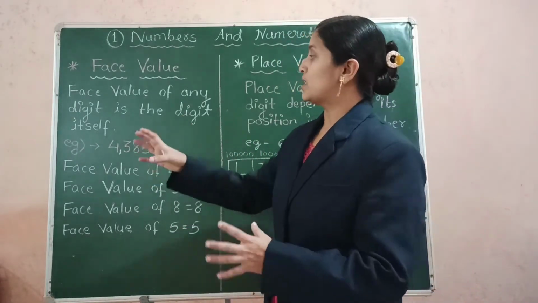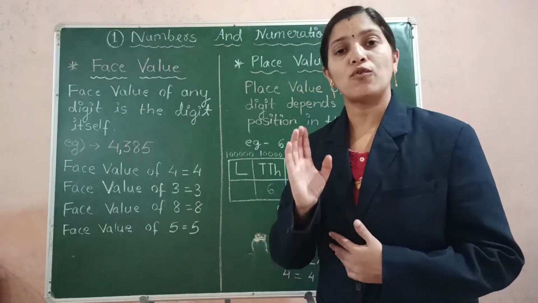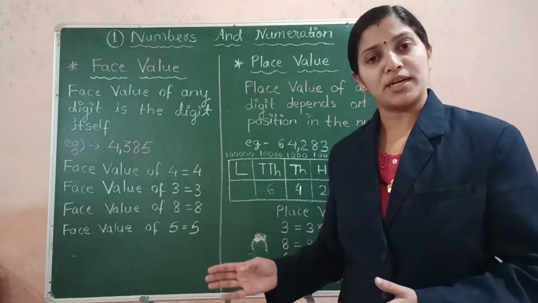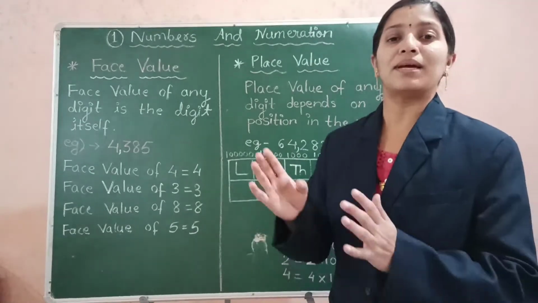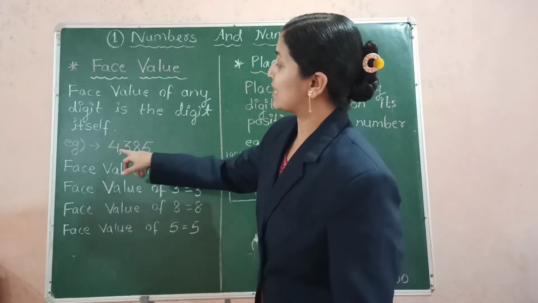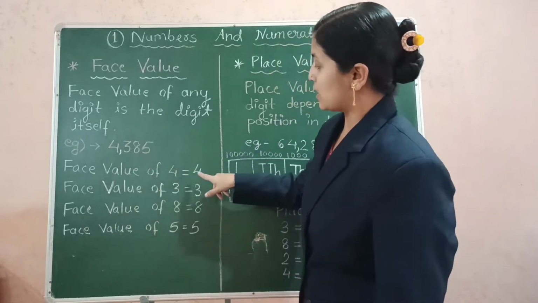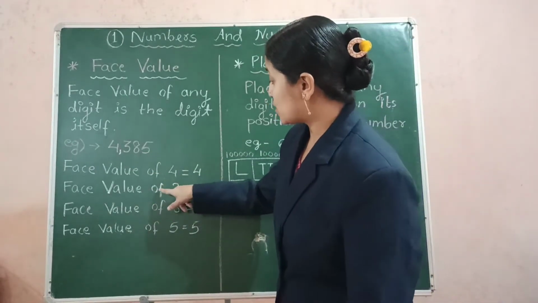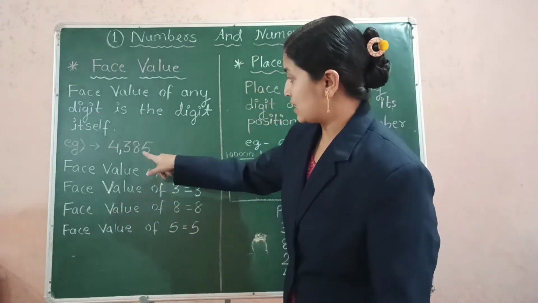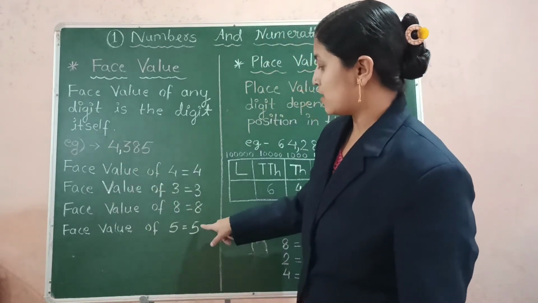Suppose a number is given and you are asked to find out the face value of 1. The face value of 1 will always remain 1. Similarly, the face value of 2 will always remain 2. The face value of 3 will remain 3, and so on. So the face value of 4 in this number is 4. The face value of 3 is 3. The face value of 8 is 8 itself. The face value of 5 is 5 itself.